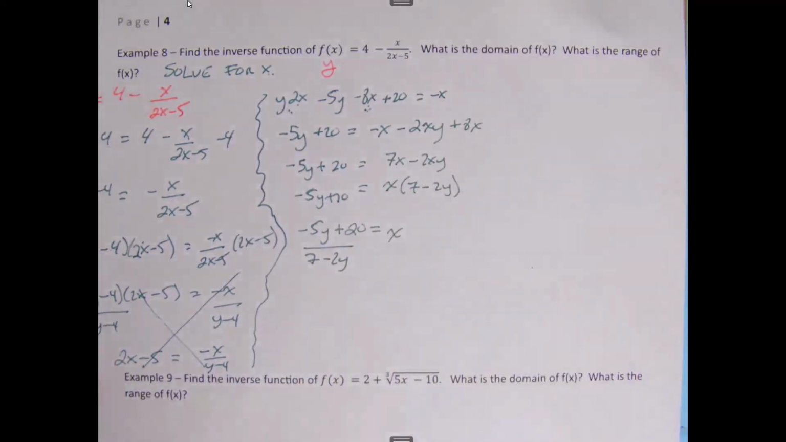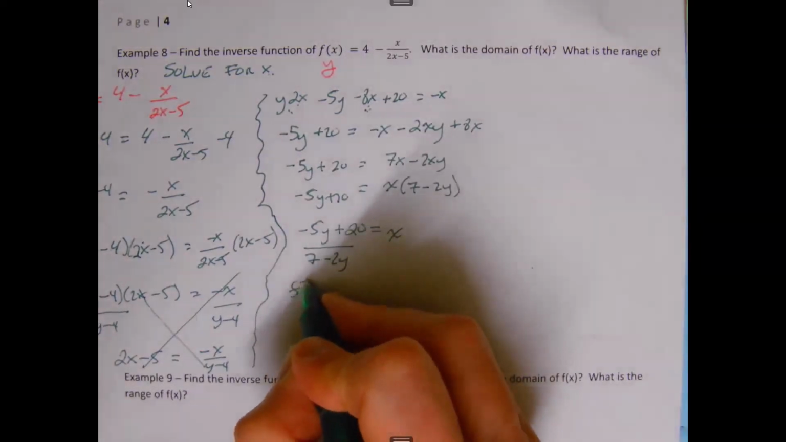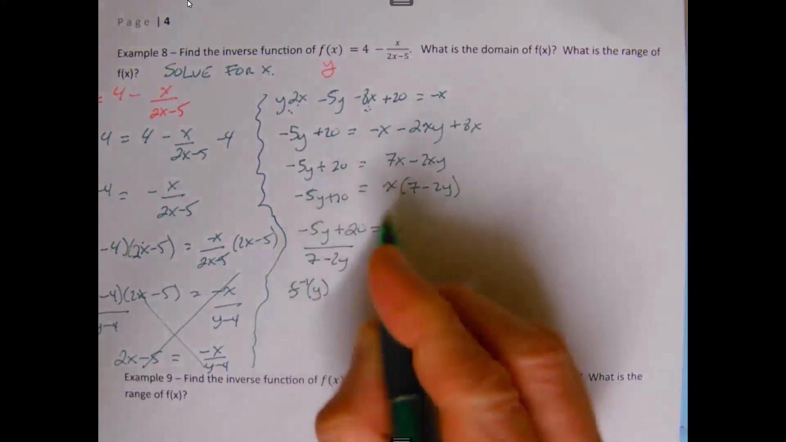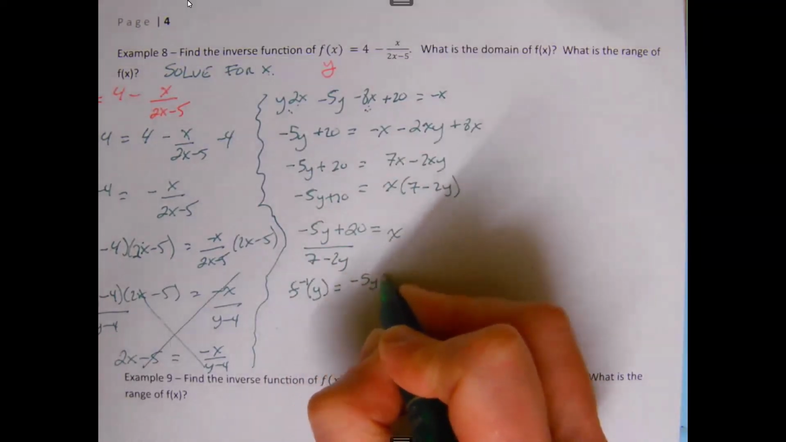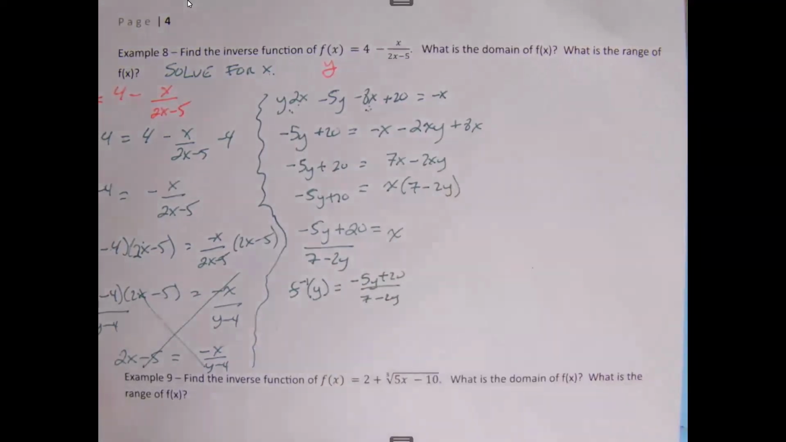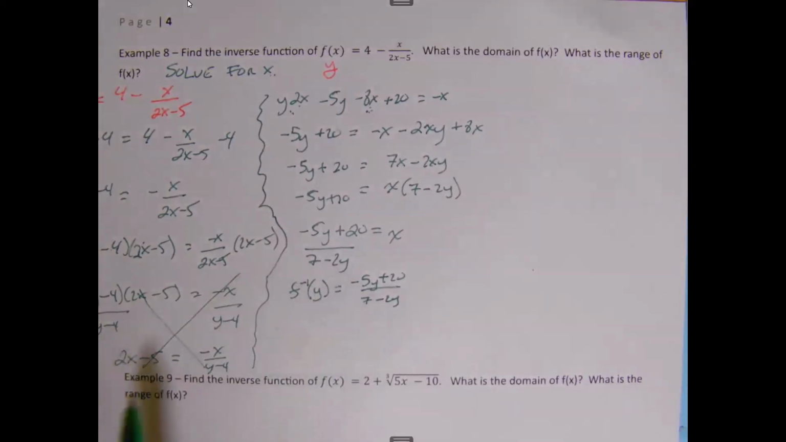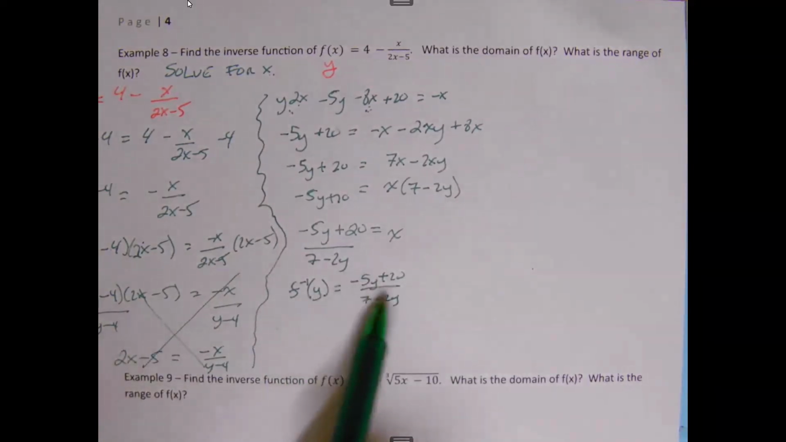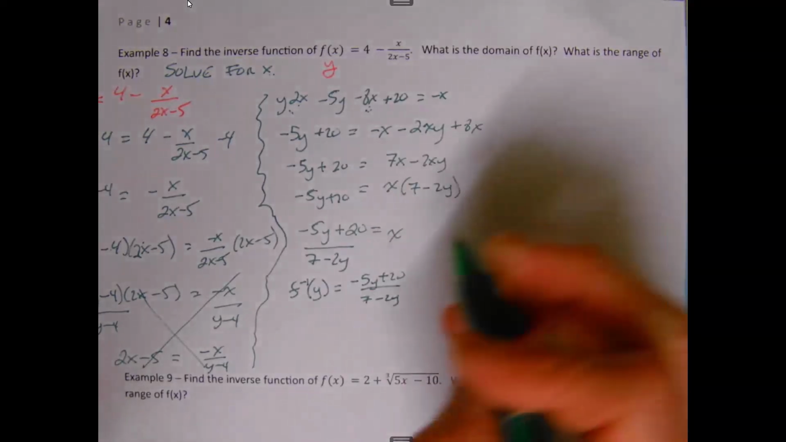And there, I've done it. I've solved for x. So the inverse function can be written like so. If you don't like that, we can switch now, make that x, and change everything to x if you prefer to do it that way. But in a sense, I have found the inverse function.